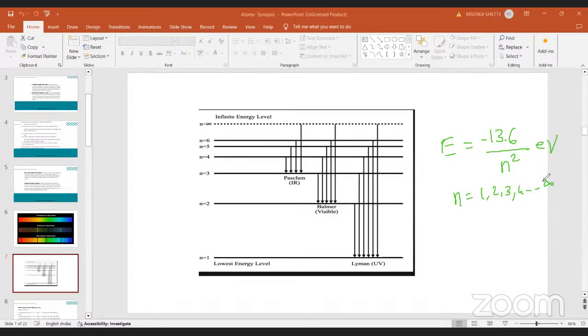Whatever formula you are able to see here, students, this formula is for the hydrogen atom itself. Based on which orbit it is, you can substitute the n value, whether it is the ground state or the first, second excited state. If it is the ground state, you will get n is equal to 1.